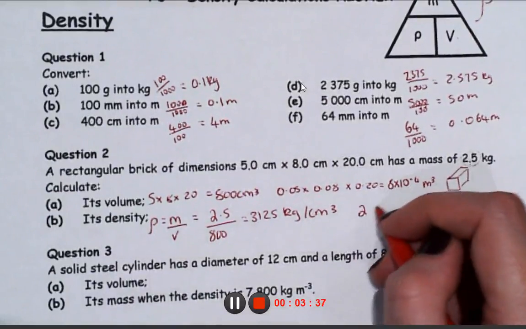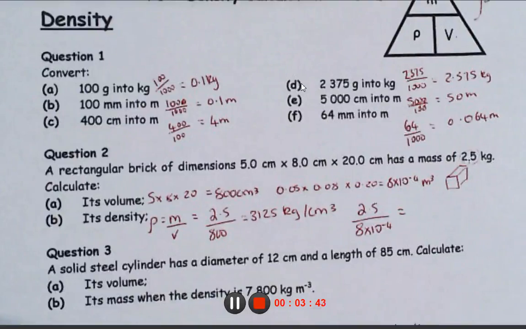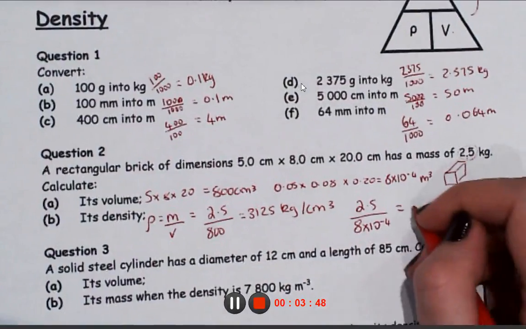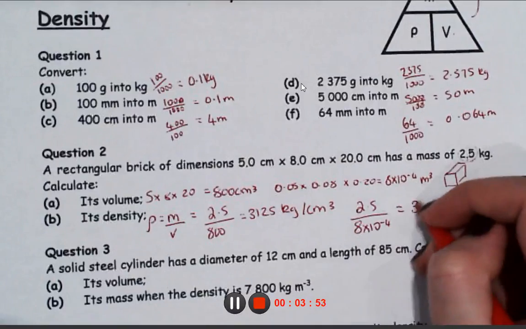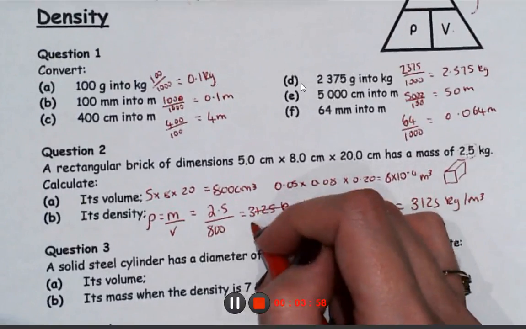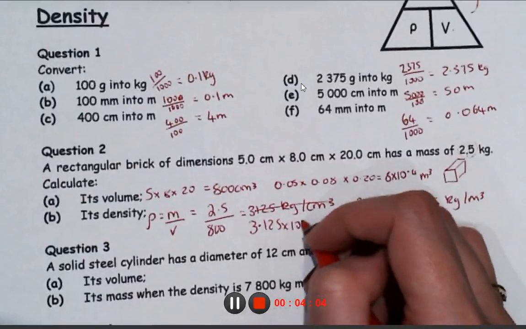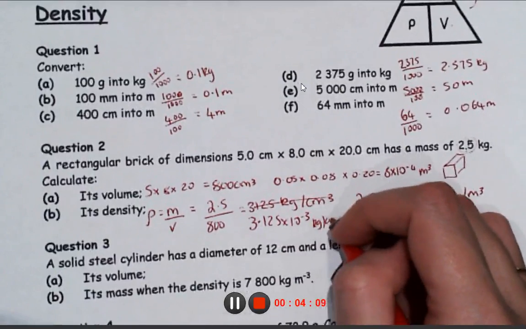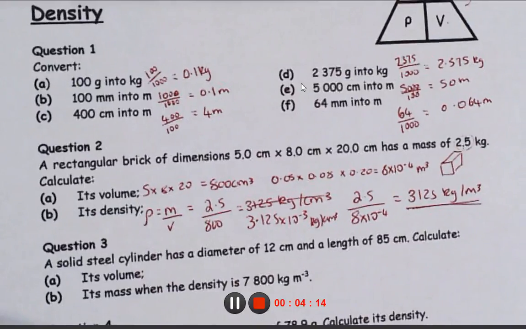If we do the same calculation but divide by metres cubed, we get 3,000. Oh no, sorry, I did this one wrong. This one's 3,125 kilograms per metre cubed. This one, sorry, you probably looked at that and gone, miss, you've gone wrong. It's 3.125 times 10 to the minus 3. Okay, and that will be kilogram per centimetre cubed. That's the answer really we're looking for, kilograms per metre cubed.